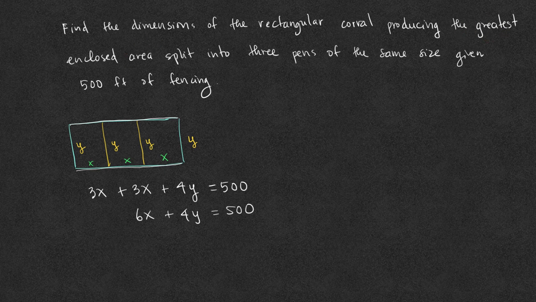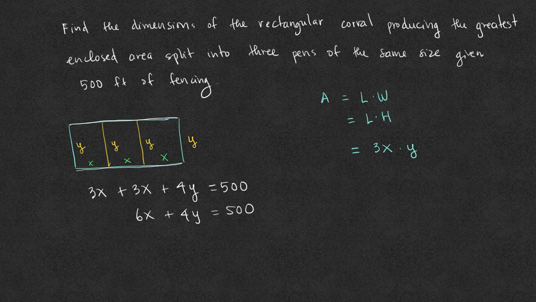When we hear the word area for a rectangle, then we should be ready to write length times width, or in this case, length times height. The length of the big rectangle enclosed is 3x: 1, 2, 3. And the height is only y, not 4y, because this is the length and this is the height. The area is now 3xy, which is an equation in 2 variables.